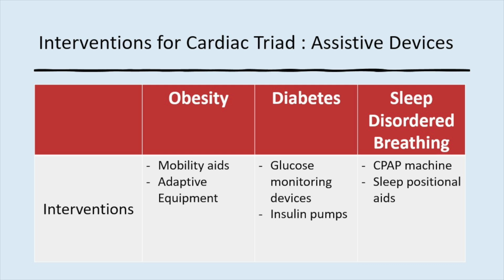So for the first intervention, we chose assistive devices. For obesity, different assistive devices can help support them in their daily activities, such as mobility aids and adaptive equipment for exercise, but also in the house. For diabetes, devices like glucose monitoring devices or insulin pumps can help with blood sugar management. And then for sleep disordered breathing, a CPAP machine is the most common, but there's devices out there that can help with positioning and optimizing breathing during sleep.